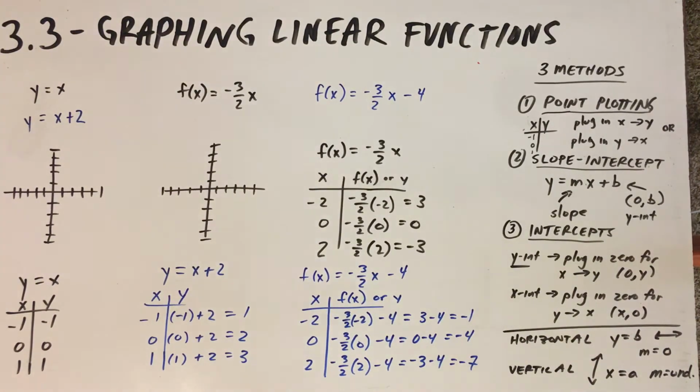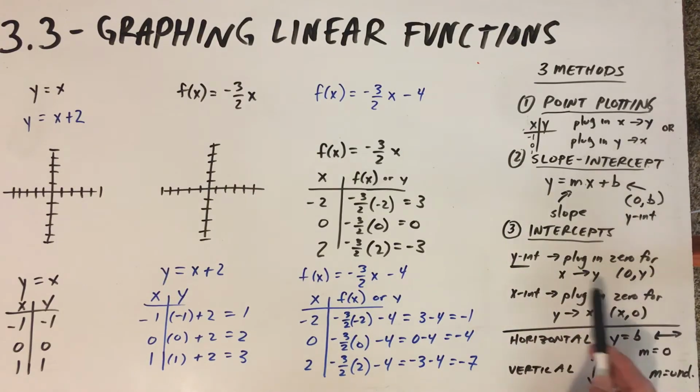Okay, so we could also graph using intercepts, and the way we do that is the same thing we do with point plotting, but instead of plugging in any number, I'm going to plug in 0, because when x is 0, I'm on my y-axis, and when y is 0, I'm on my x-axis. So to find my y-intercept, I plug in 0 for x and see what y is, and to find my x-intercept, I plug in 0 for y and see what x is.